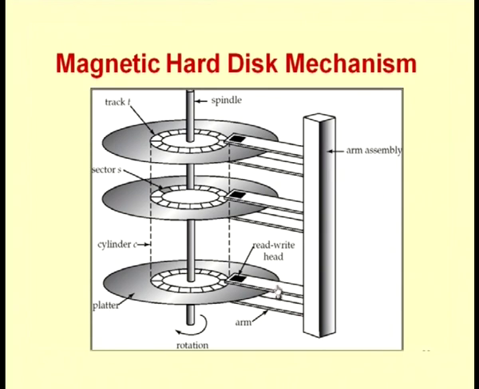So, for each platter you have a read write head, and this is the rotation of the spindle. Inside each disk you have a track, and associated with the track you have a sector. So, this is the track and this is the sector. You have a number of tracks and each track has a number of sectors. So, this is the operation of the magnetic hard disk.